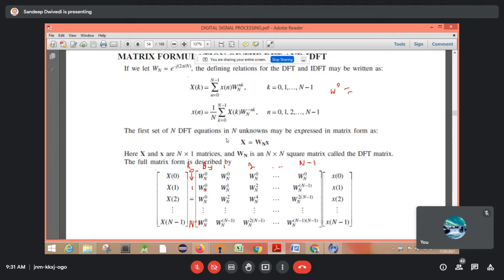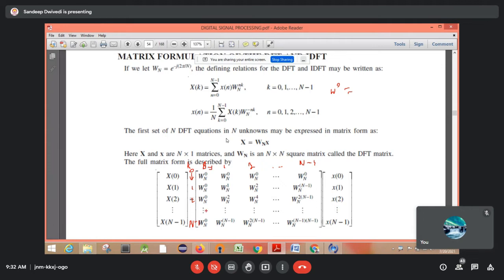For this element, K is 1 and N is also 1, so 1 into 1 will be 1. For the next element, K is 1 and N is 2, so that is W raised to power 2. And this last one is 1 into N minus 1, so it will be N minus 1. For the next row, K is 2. The first value N is 0, so 2 into 0 will be 0. Then 2 into 1, so raised to power 2. Then 2 into 2, so raised to power 4. Then so on up to 2 into N minus 1.